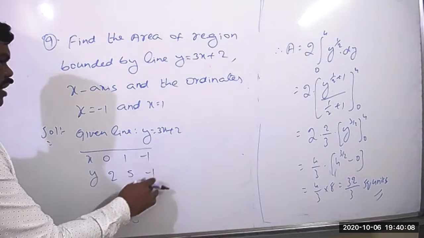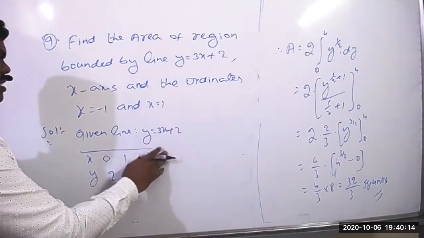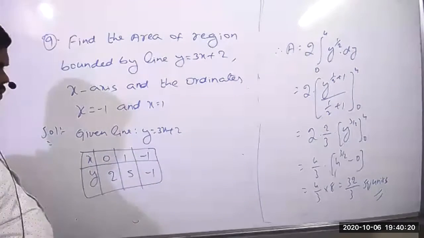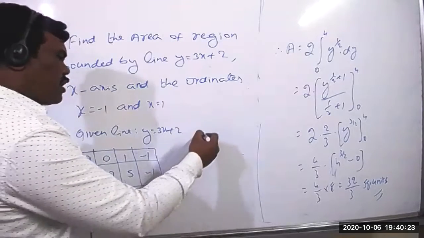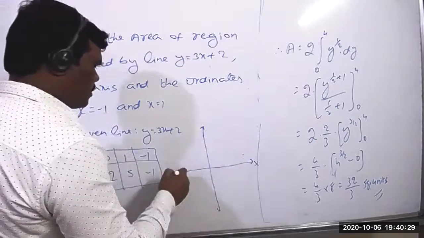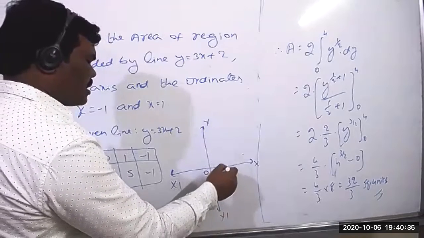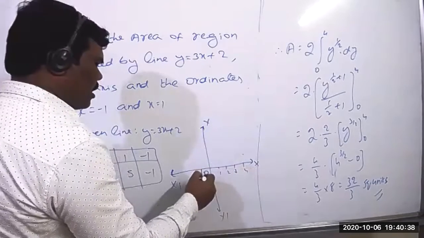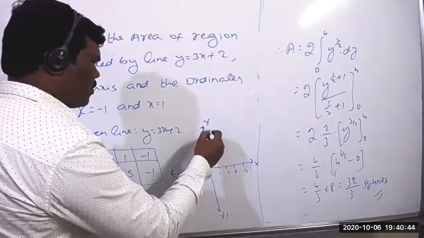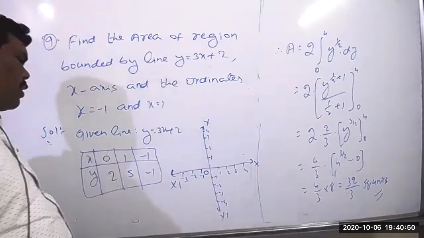If you want, you can take one more point. Suppose you take x equal to 2, then the value of y is 8. But it's lengthy, and three points are enough for you because you know very well how to draw the graph. So by using all these points, you can draw the graph. Draw the x and y axes, x dash, y dash, origin, with 1, 2, 3, 4 and -1, -2, -3, -4 and so on. So take the points first.